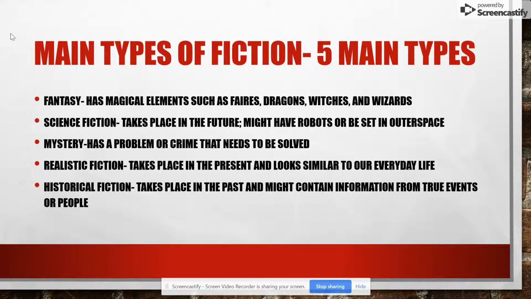Mystery. Mystery has a problem or a crime that needs to be solved. These are stories that are solved like what Sherlock Holmes does, or in books such as Nancy Drew. Realistic fiction takes place in the present, and it looks similar to our everyday life. So as you're reading the story, if it looks like something that could happen to you in real life, then it's probably realistic fiction. Some examples of that are Because of Winn-Dixie and Wonder. And historical fiction. Historical fiction, just like the word historical that you can see in historical fiction, takes place in the past and might contain information from true events or people.